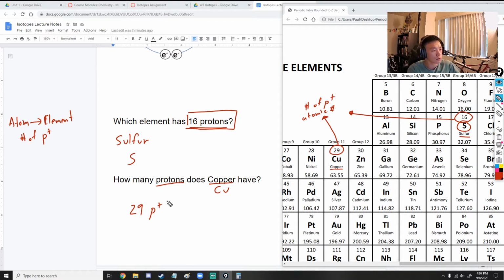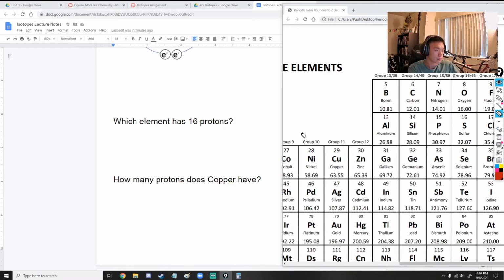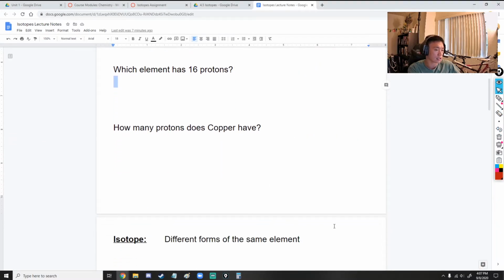Now, before we move on, I want to introduce the idea of isotopes to you guys. Another way you can think about isotopes is they're different forms of the same element. So what does that mean? An isotope is a different form of the same element. So let's think of it in terms of something that we're familiar with.